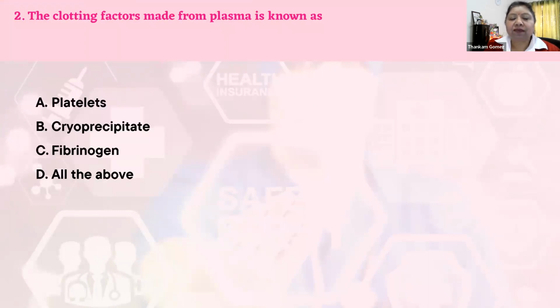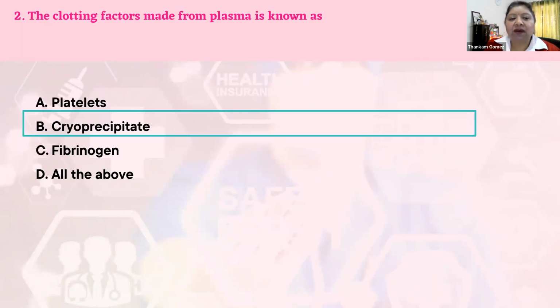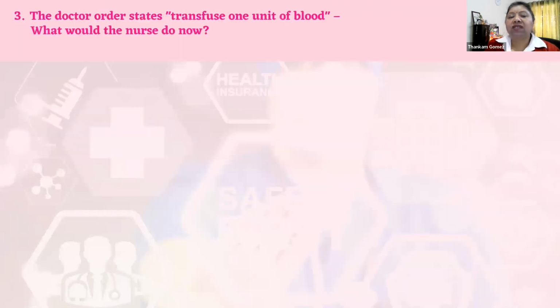The clotting factors made from plasma are known as... the most concentrated clotting factors which are made from blood are known as cryoprecipitates. Fibrinogen is a protein which helps in clotting but is not a clotting factor. Platelets also help. In the clotting triad, you will find all of them, but the factors made from plasma are known as cryoprecipitate.